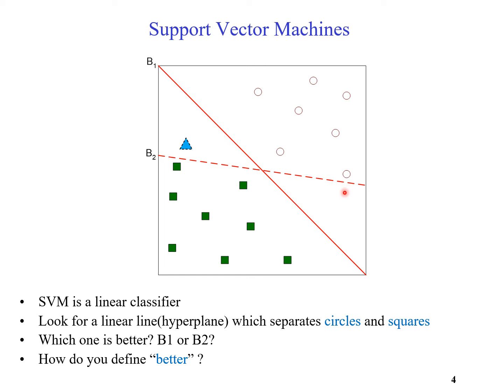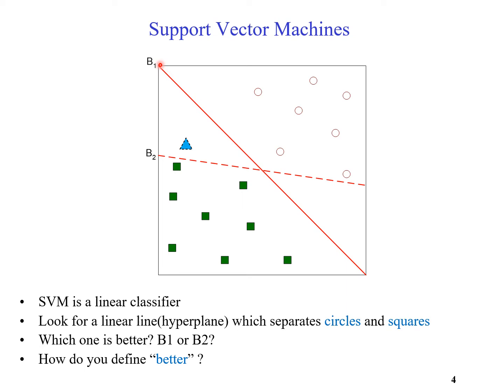Because this new data is similar to this one, they are supposed to have the same class value, but if you use the B2 line, their class values are actually opposite. Different. So these are the problems of the B2 line.